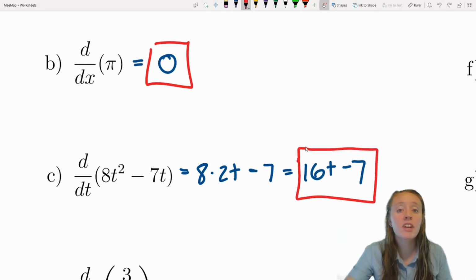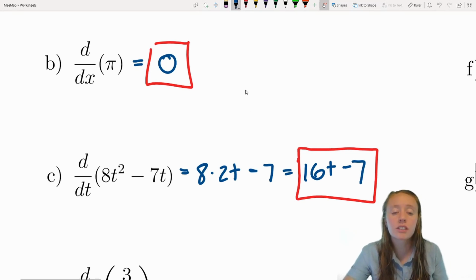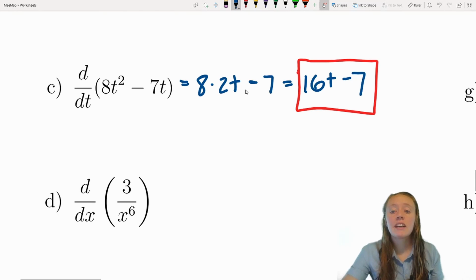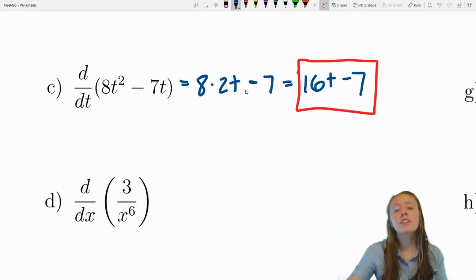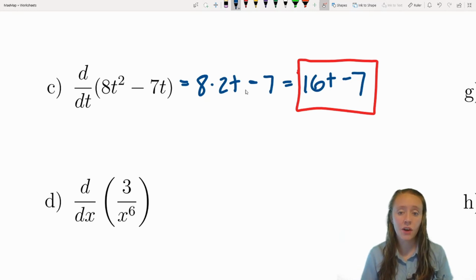So changing up the variable does not change the process. We just have a different variable. Moving on to part D, I'm taking the derivative with respect to x of 3 over x to the 6th. Now we didn't really address having something in the denominator yet. That's going to get addressed when we talk about the quotient rule in the next video.